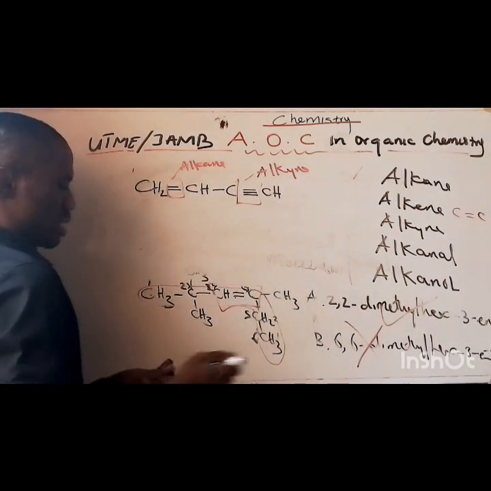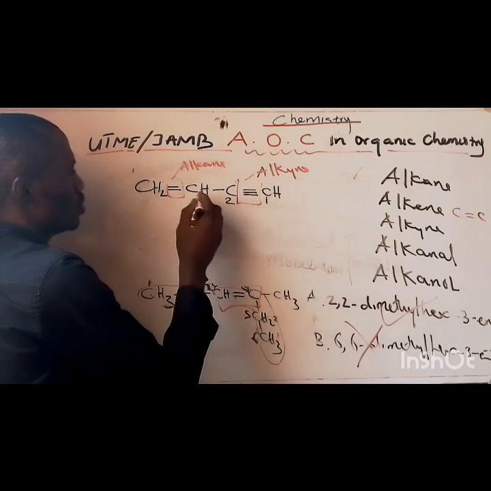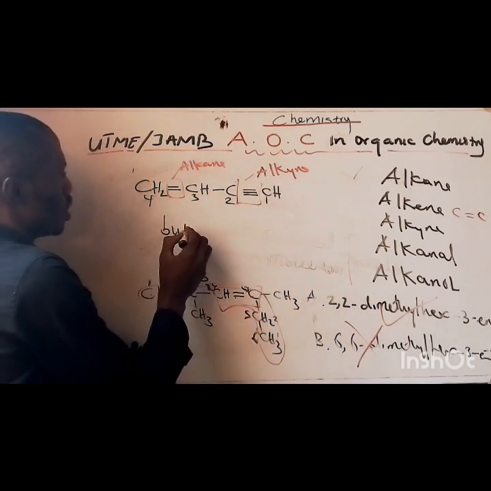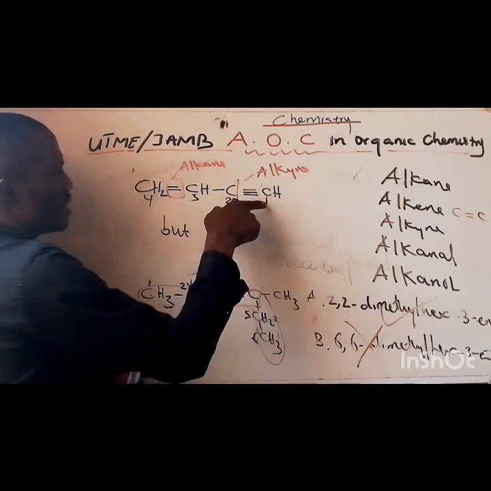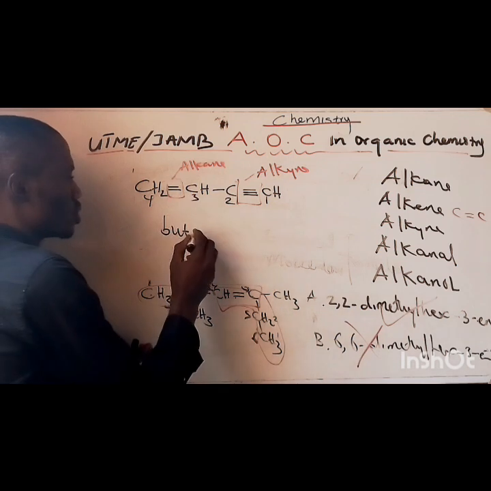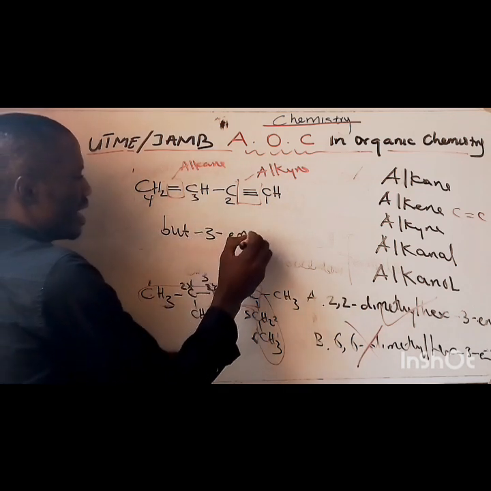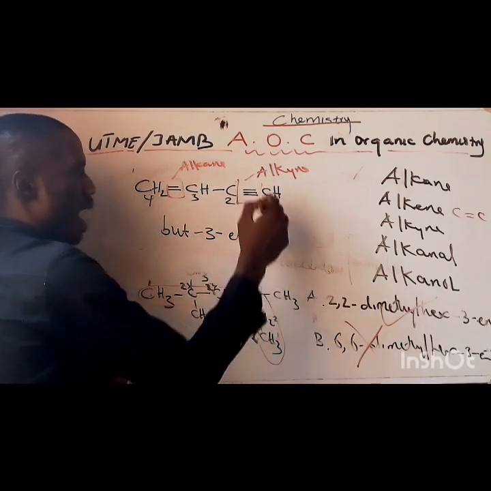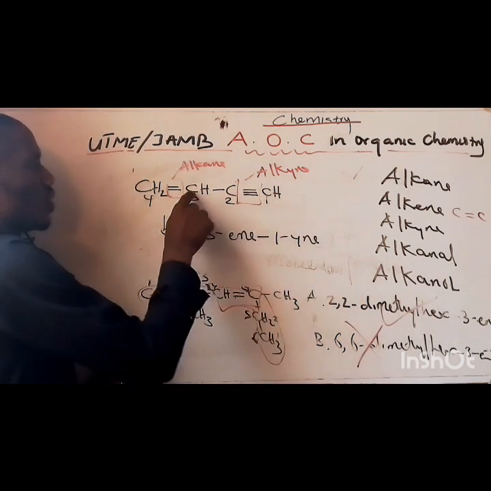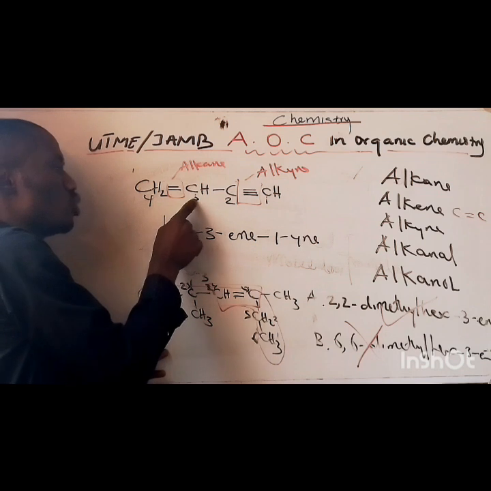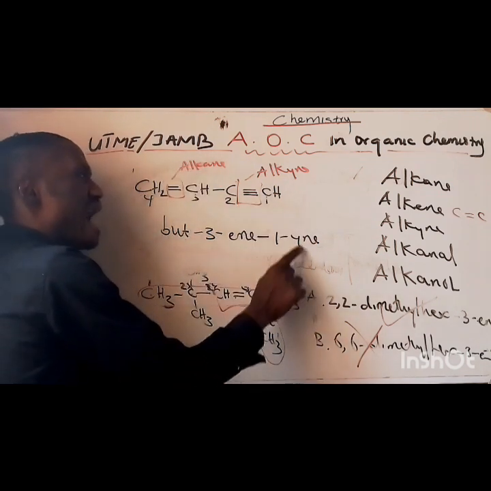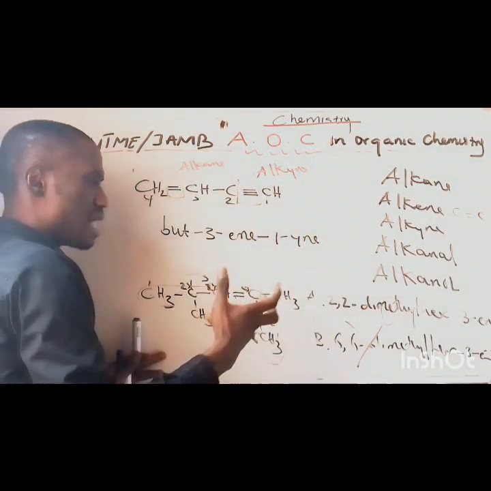So what will be the name of this thing? We have to start counting from here. 1, 2, 3, 4. So this is but-. Okay? We have that 1, 2, 3, 4. But-3-ene, 1-yne. You see that? But, 1, 2, 3. This is carbon atom 3. So it is but-3-ene for the alkene, then 1-yne for the alkyne. You see that? That's how to name that.